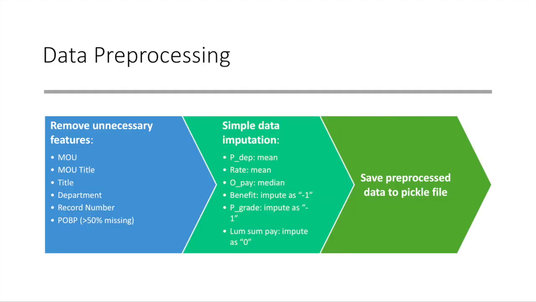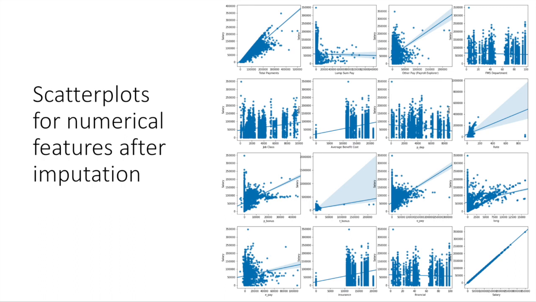In the data preprocessing, we remove unnecessary features such as POBP, which has more than 50% missing value. Second step is to use simple data imputation, and the third step is to save preprocessed data to a pickle file, which is easier for the next step. And this is the scatter plot for numerical features after imputation.